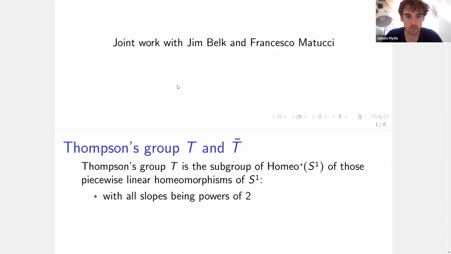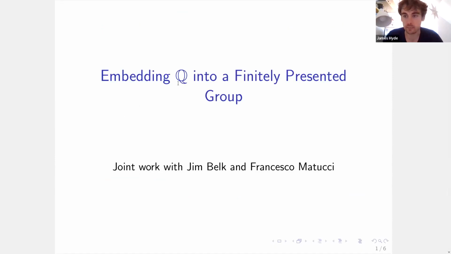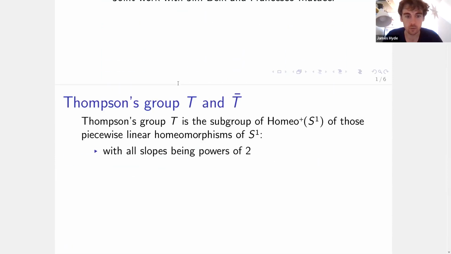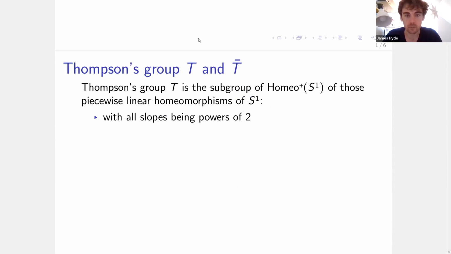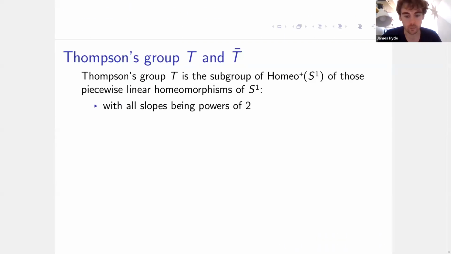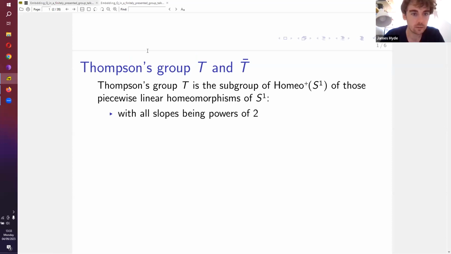Okay. So before I get into actually describing the embedding, I'm going to describe Thompson's group T and T bar because they're super useful. And almost the talk is an excuse to talk about that. T, which I think maybe was mentioned in an earlier talk, was one of the two first discovered finitely presented simple groups, discovered by Richard Thompson in the 1960s.